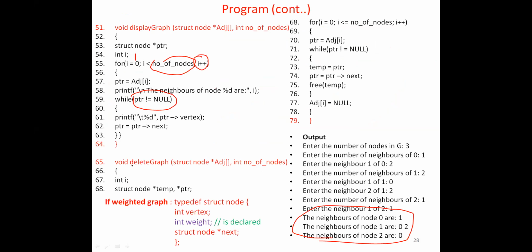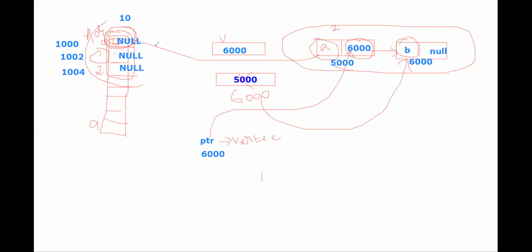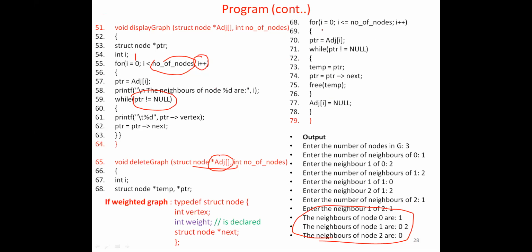So here we have delete graph. I'm passing the adjacency list. What does it mean when you pass this? We are getting this triple pointer variable. That's what this means. Then the for loop is running based on the number of nodes. Again, we are taking a pointer variable.